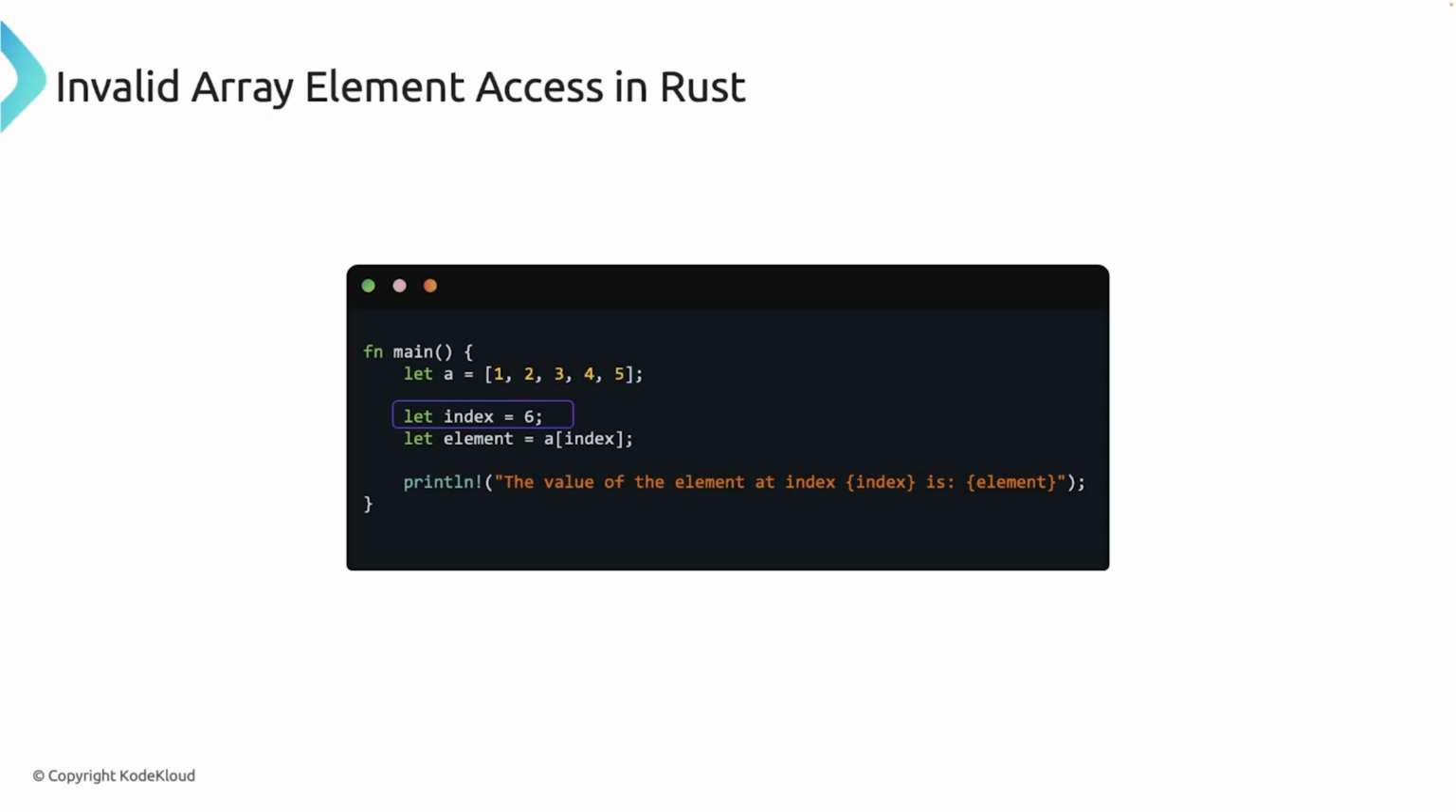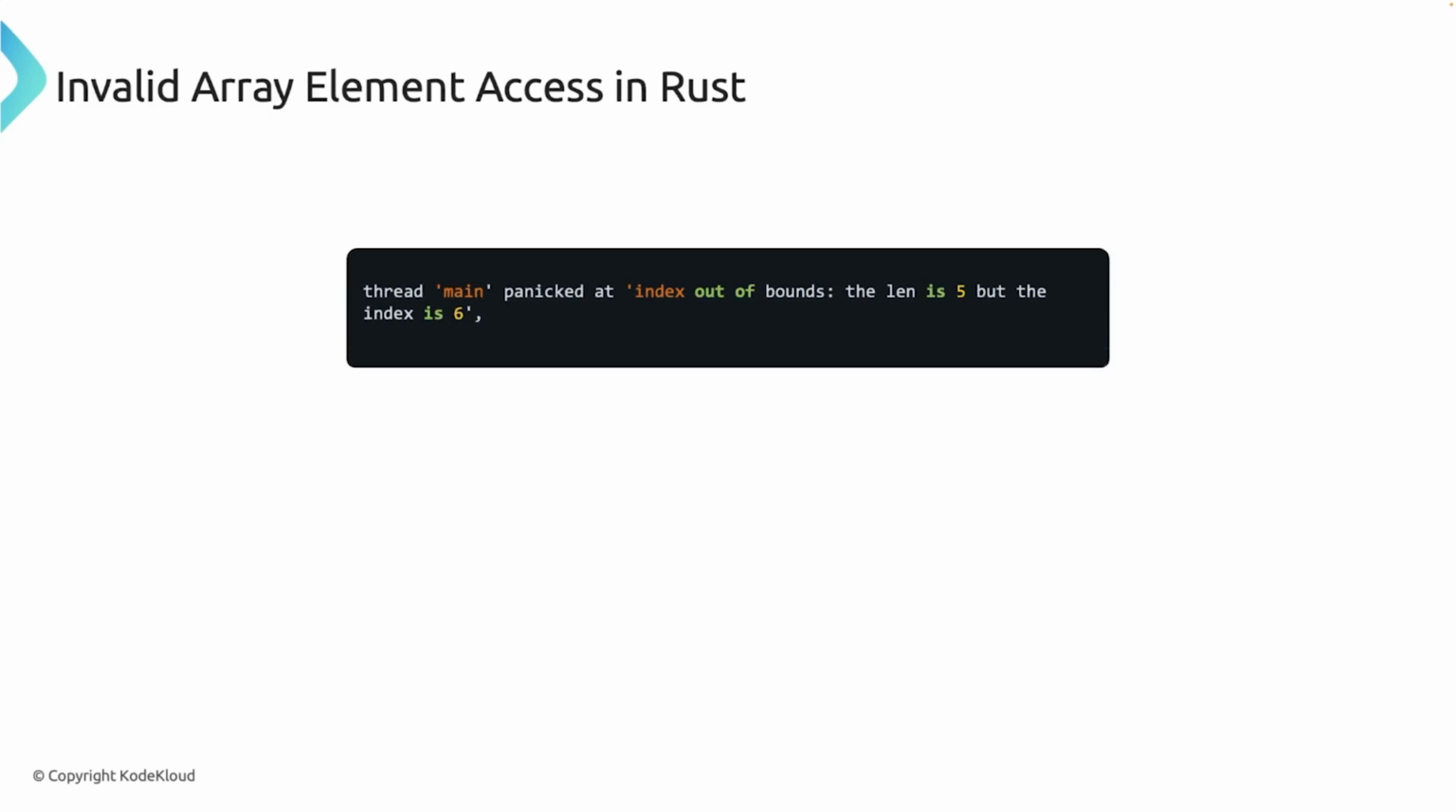In this example, we have an array with 5 elements. This means that the index goes from 0 to 4. And we are trying to access the element at index 6. This code compiles successfully, but let's see what happens when we run it. When you run the program using cargo run, this is what happens. The program panics and exits with an error message.